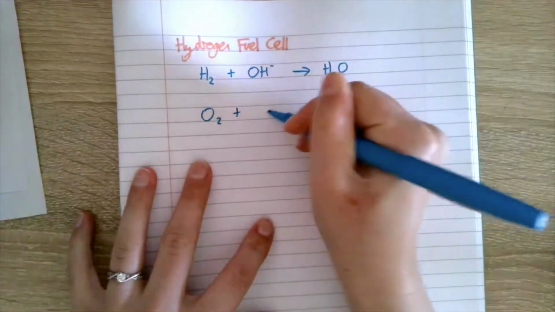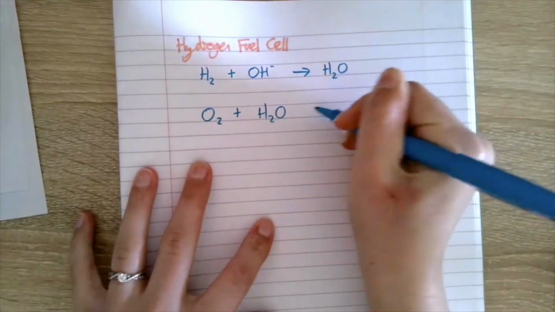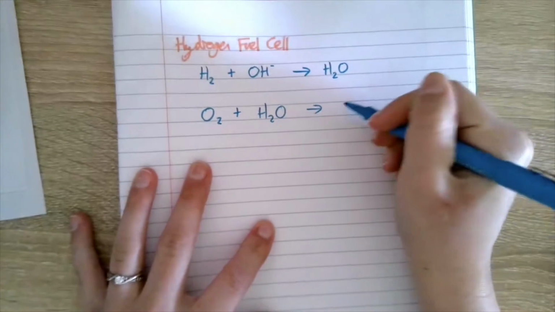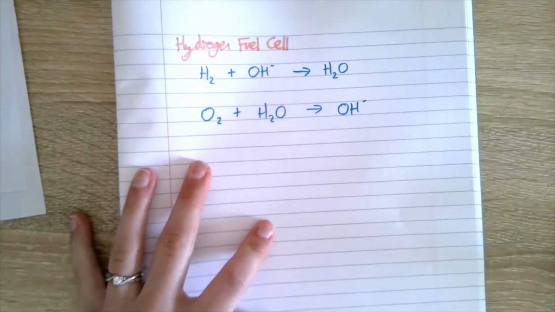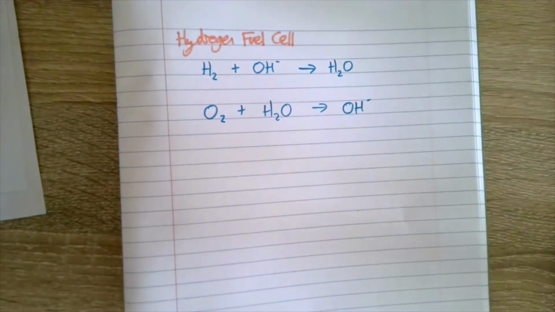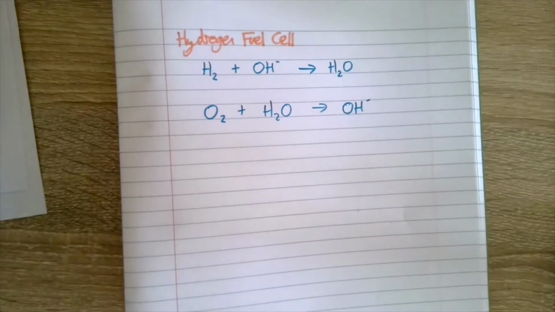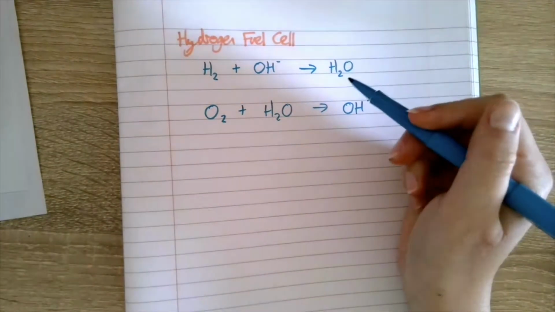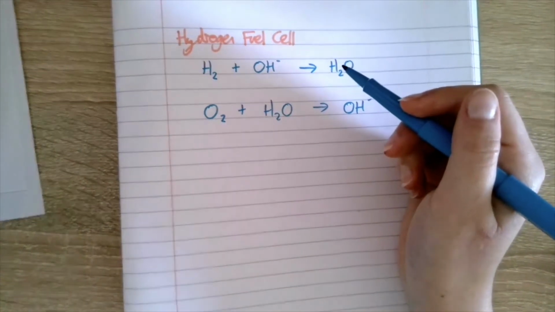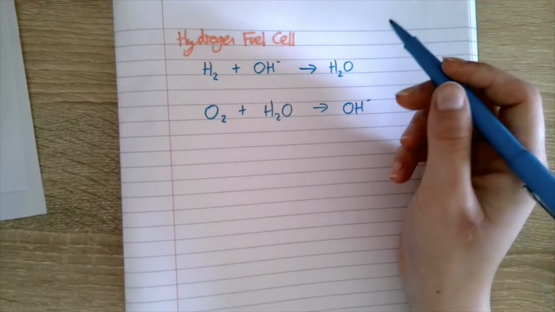Reacting with water to form hydroxide ions. So these are half equations because they're happening at different electrodes. So we need to balance them and also think about the electrons that are involved.